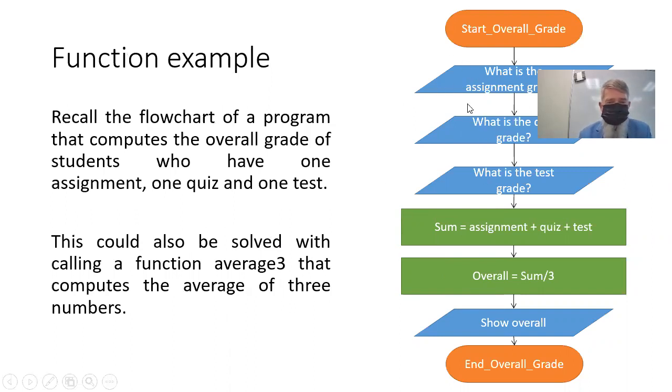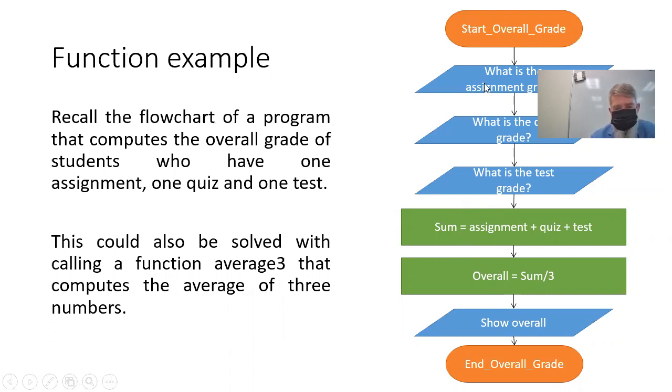What we've got in the blue is 3 inputs: the input for grade, of test, of assignment, and of quizzes. And then we have this function that we're going to create, called average 3. How that's going to work is it's going to take the total of those 3 and divide it by 3 to give the average.